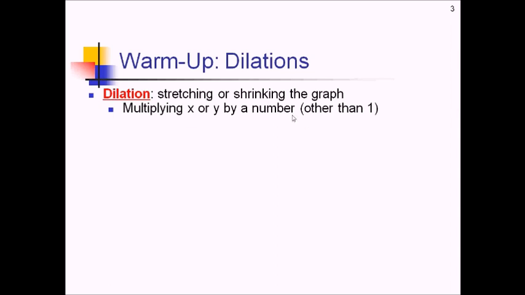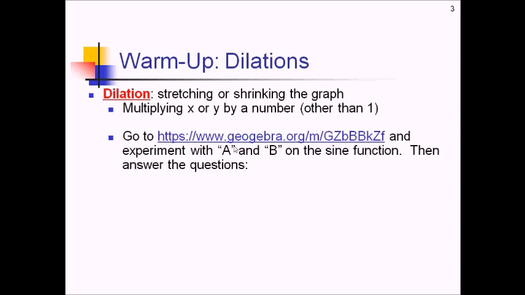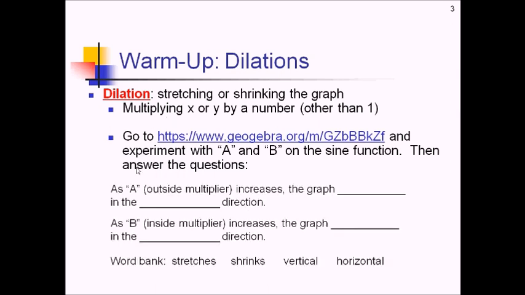To see exactly what the relationship is here, go to this website. This is a GeoGebra website. Pause the video and take a sec to play around with the A and B sliders on the sine function on that website. And then go ahead and answer the following questions. As you increase the outside multiplier, what happens to the graph, and in what direction? As you increase the inside multiplier, what happens to the graph and in what direction? Your options are stretch, shrink, vertical, horizontal.